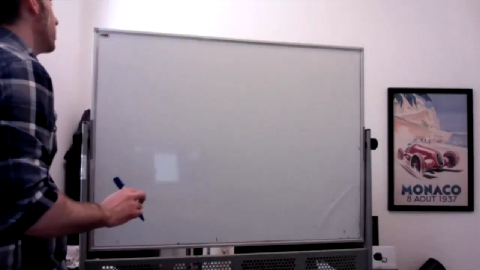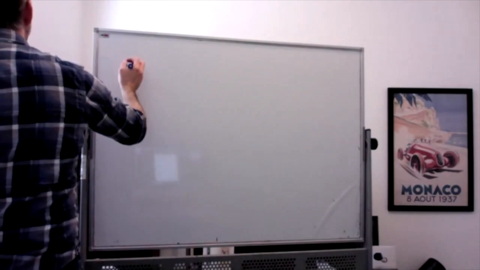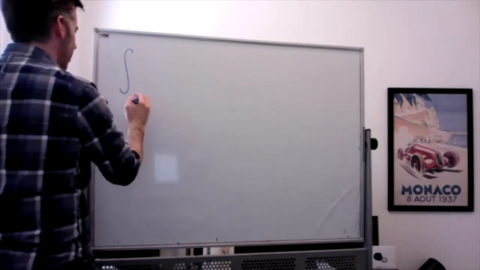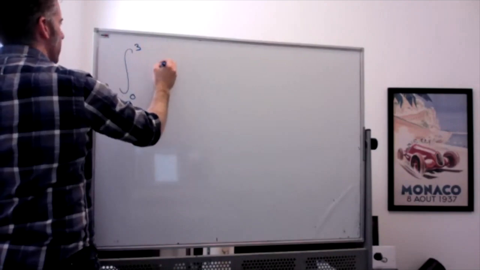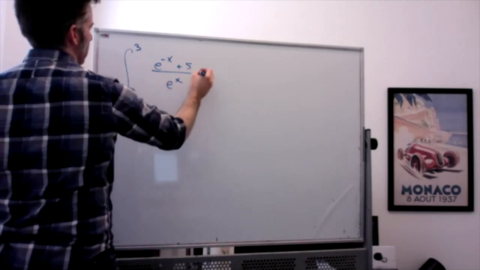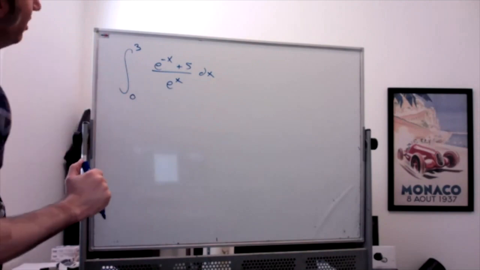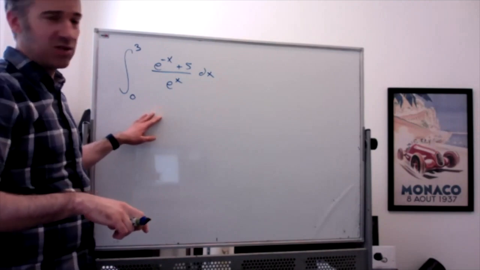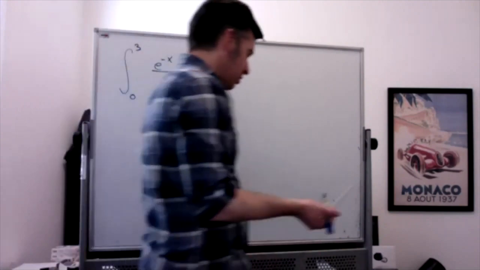let's see. Sure, this might not be great, but I'm going to try it anyway. Let's say the integral from 0 to 3 of e to the negative x plus 5 over e to the x dx. Now that's not a great example. The thing is, you could do a u sub here, but the easier thing to do would just be to divide both things by e to the x. So that is not a great example, although you could do a u sub.